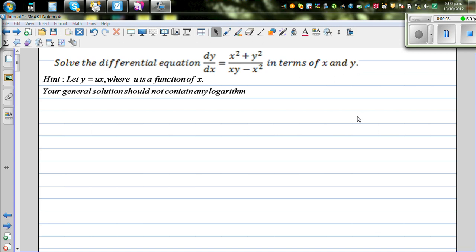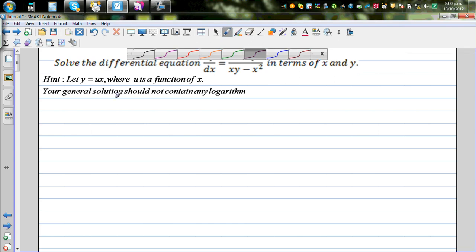Solve the differential equation dy by dx is equal to (x squared plus y squared) over (xy minus x squared) in terms of x and y. And now they have given a hint that y is equal to ux, where u is a function of x.